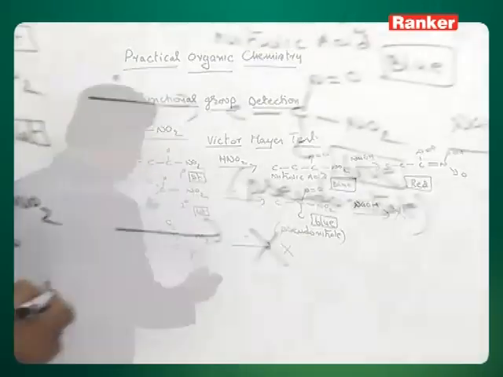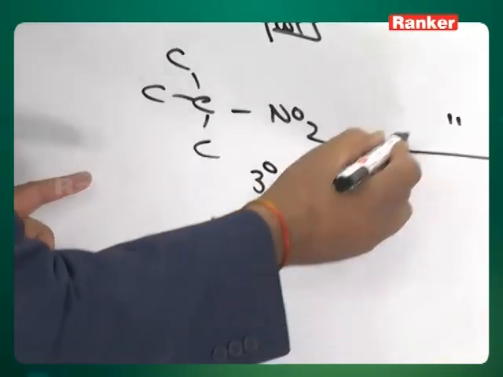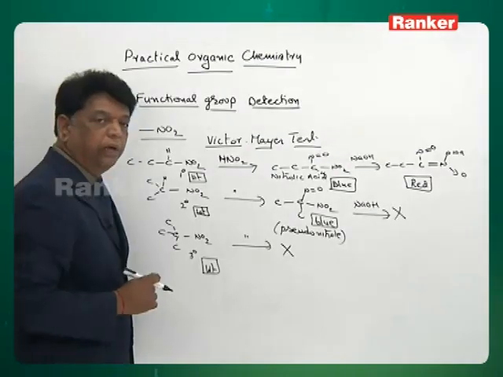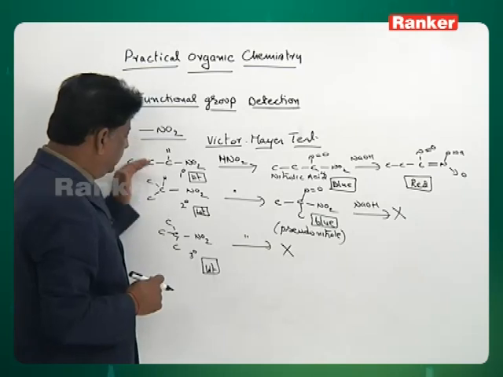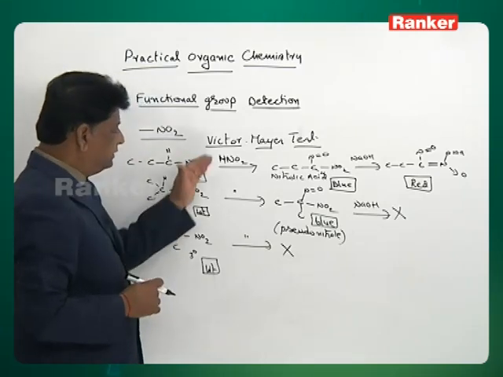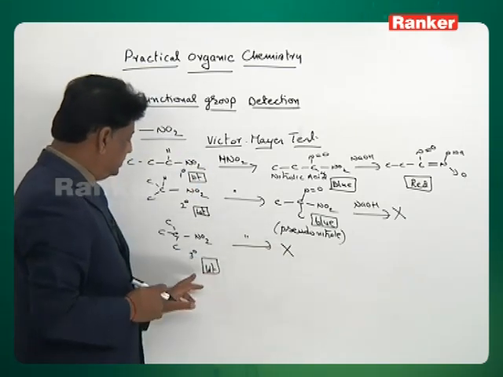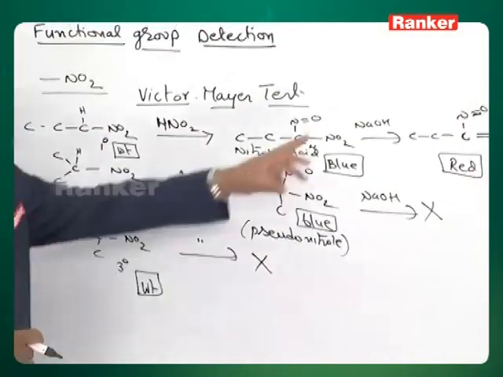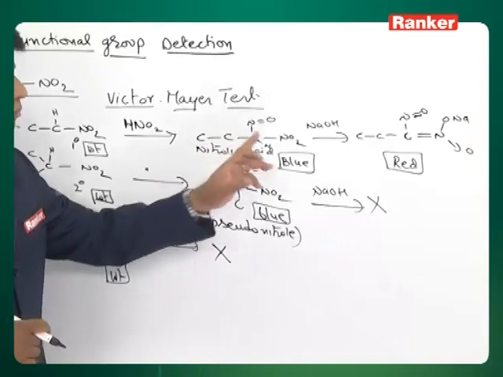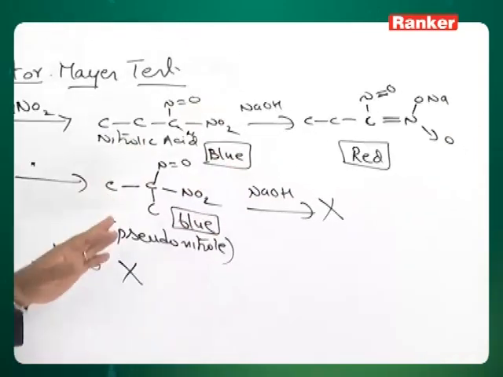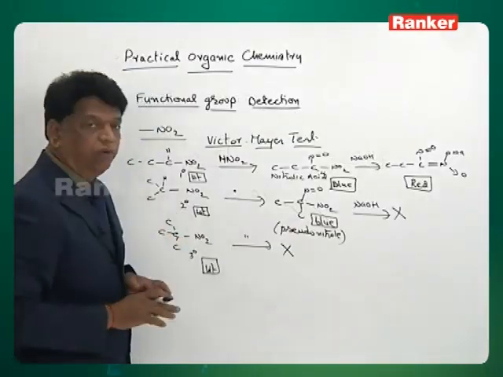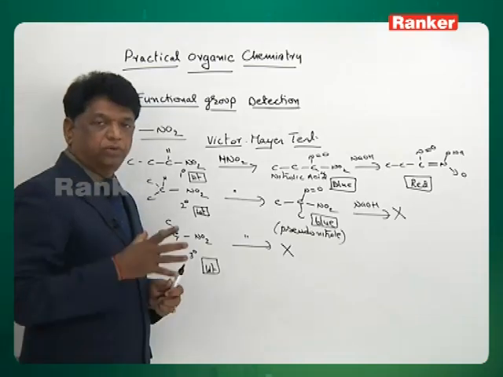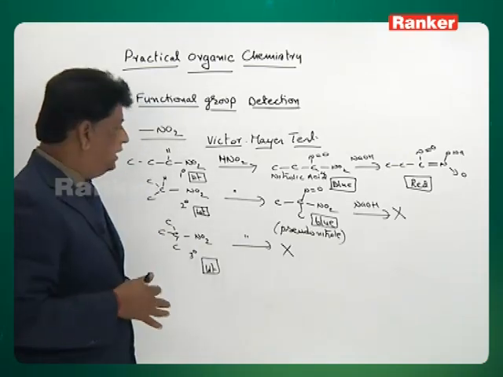But tertiary is a white colored compound which on adding nitrous acid gives no reaction. So if all the three compounds are taken, add nitrous acid, no reaction means tertiary. Reaction means maybe 1 degree, 2 degree. After adding NaOH, blue changing to red means 1 degree, no change means it is 2 degree. Therefore, within the nitro compounds also we have some differentiation reaction.